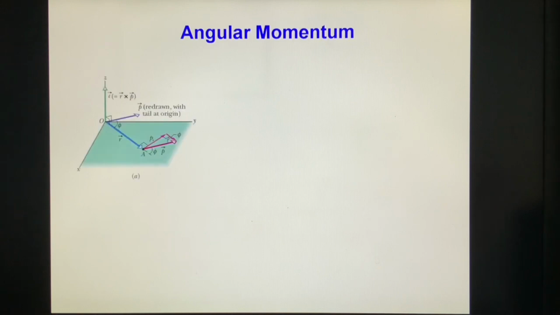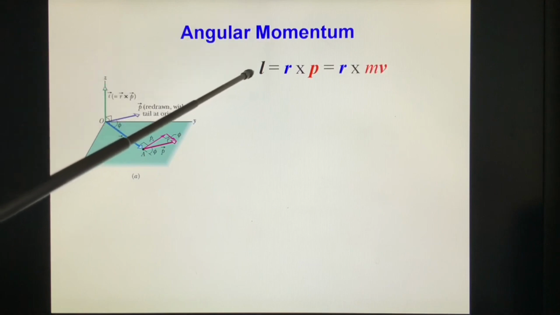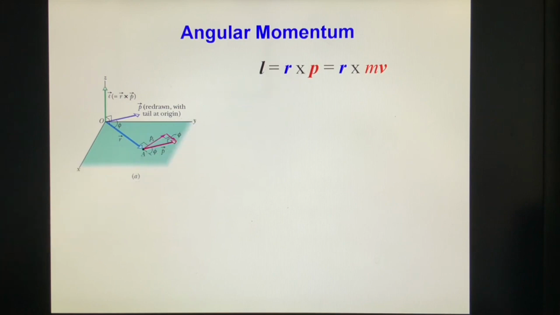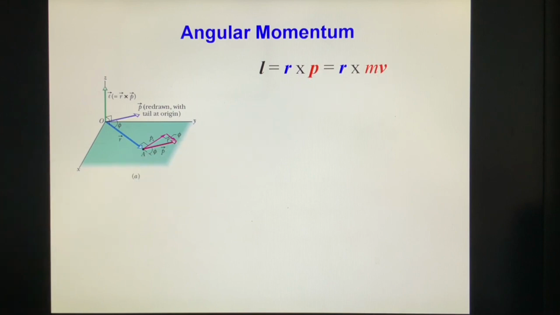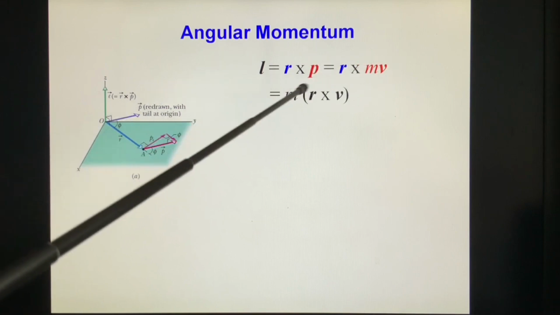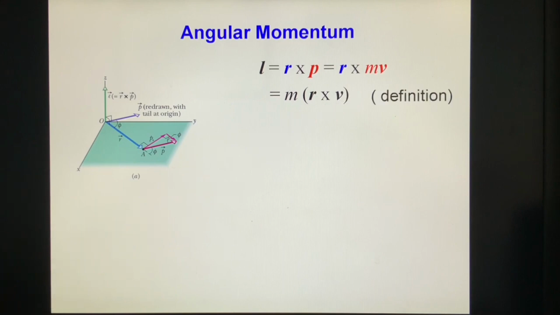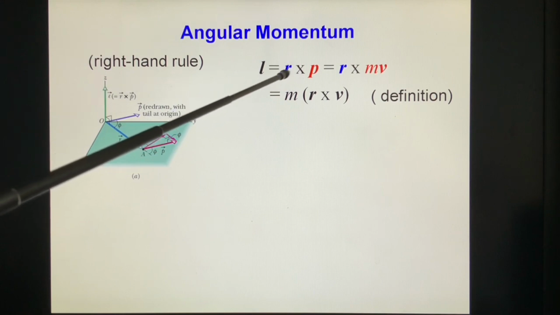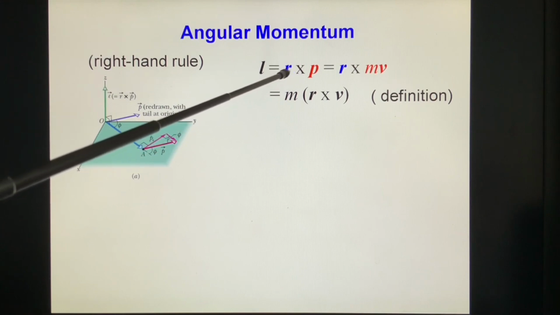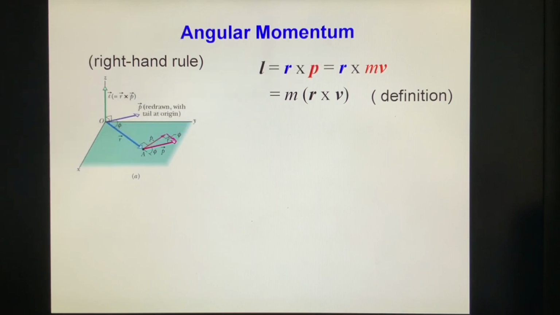Angular momentum. We define for a single particle the angular momentum L equal to r cross p, where r is its location, the position, the acting point. The p is linear momentum mv, and the m can be taken out to the side. This is the definition. Now let's look at this angular momentum carefully. We know this is always the right-hand rule. We extend the four fingers of our right hand along the r, and we rotate towards the p. Your extended thumb is the direction of L.